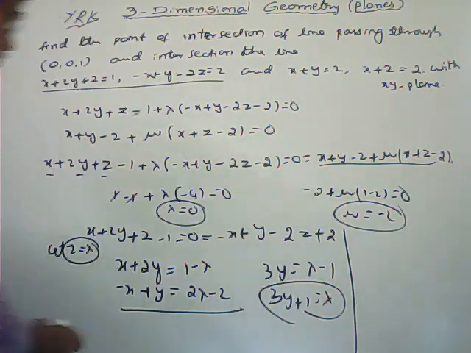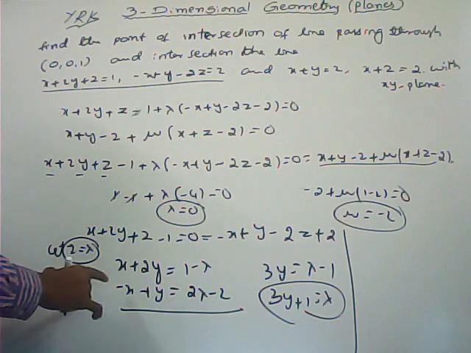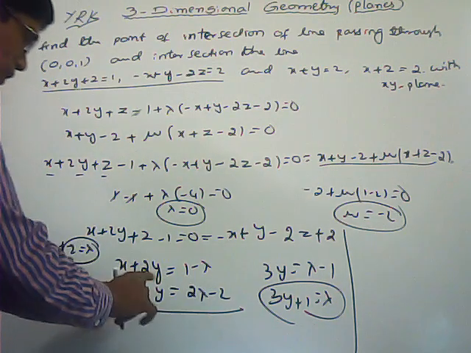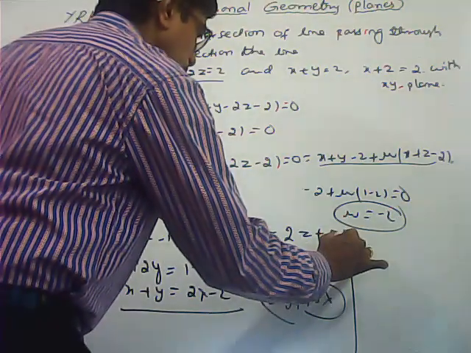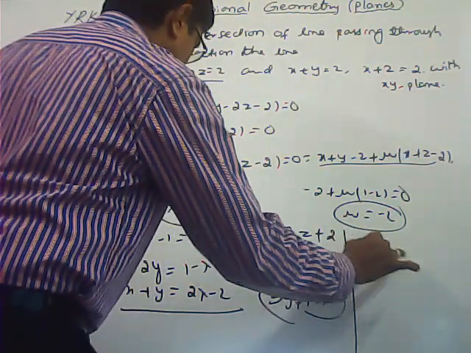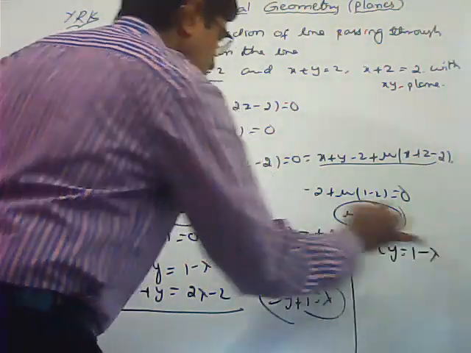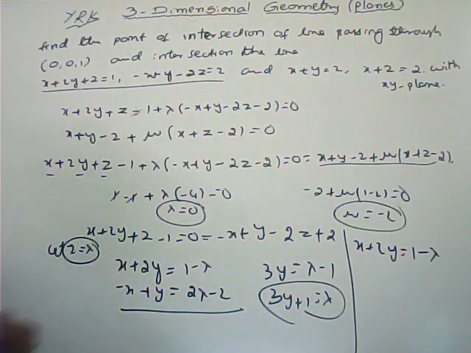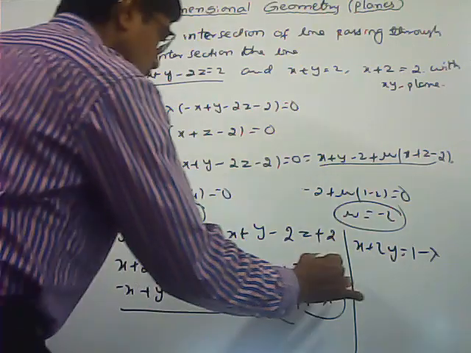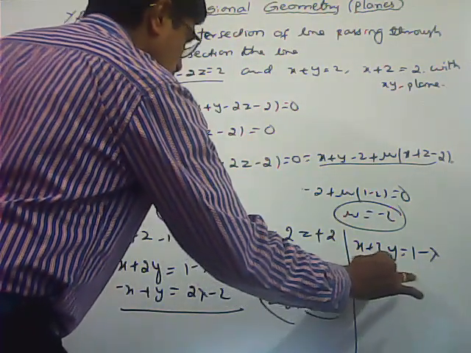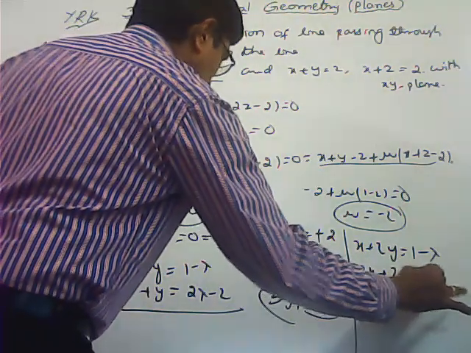Next, 3y we got; how to get x? By subtracting the second relation, eliminating the y value. x plus 2y is equal to 1 minus lambda. Next, this one I am multiplying with 2: minus 2x plus 2y is equal to 4 lambda minus 4.